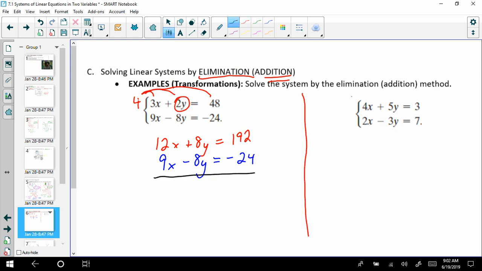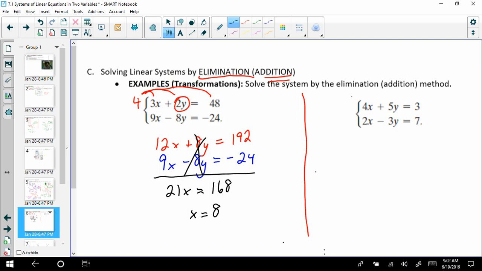So now what we want to do, I want you to think we're going to add our like terms together. These guys cancel when I add them together, and that is the whole purpose of the elimination method. If I add the first 2 sets together, I would have 21x. And if I add the 192 and the negative 24, I would have 168. And now I want to solve for x. So if I divide both sides by 21, I get my first answer of 8.